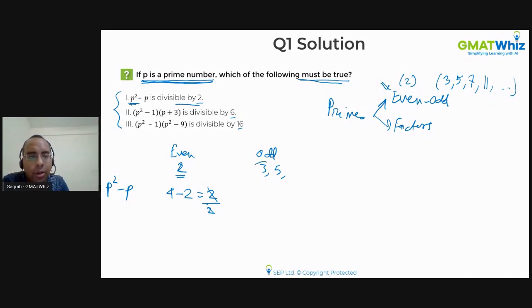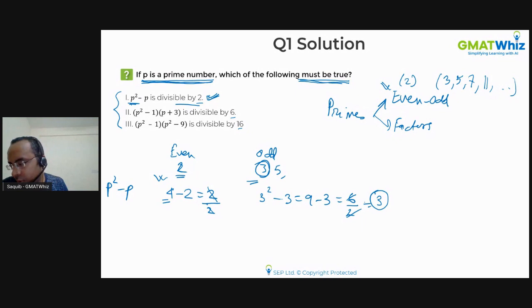You need to also check for an odd number. Do check it, because when they say must be true, it means that it has to be true for all prime numbers. That's a very important thing to keep in mind. Some people just check one case and they move on. Don't do that. Take an odd case also. So for example, p square minus p with 3: 3 square minus 3, so 9 minus 3, which is 6. Notice 6 is divisible by 2, right? So this statement must be true because it works for an even prime and for an odd prime.